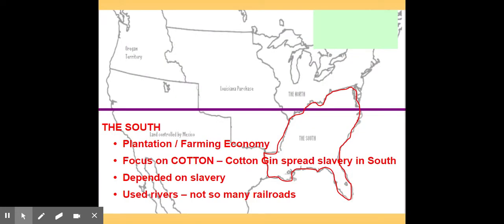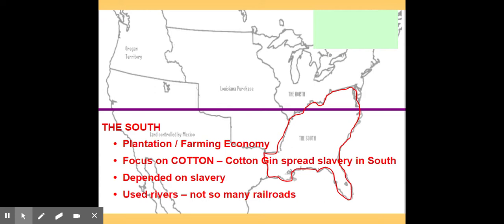Now, that's the South, all right? It's based on a plantation farming economy. The focus now is on cotton, all right? We're moving away from tobacco and other cash crops. The focus now is on cotton thanks to the cotton gin. The cotton gin is going to spread slavery throughout the South, and the Southern farms are going to become dependent on slavery for their workforce. And then we're going to use rivers, but not so many railroads. There are going to be railroads in the South, but not as many as the North. Okay, so that's the South. Plantation agricultural economy focuses on cotton, dependent on slavery, and we use rivers, not so many railroads.